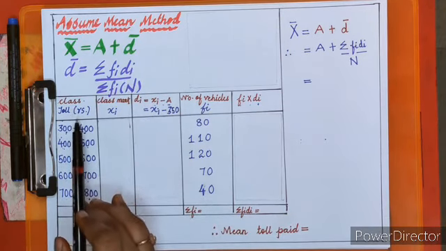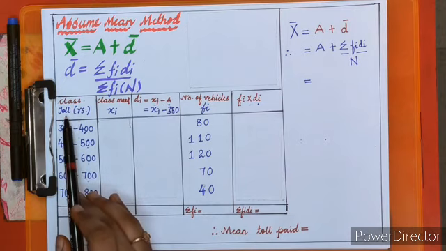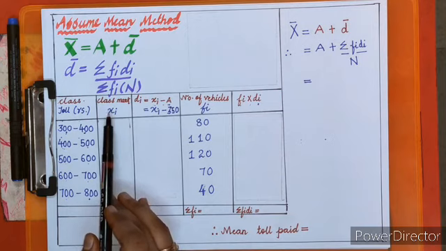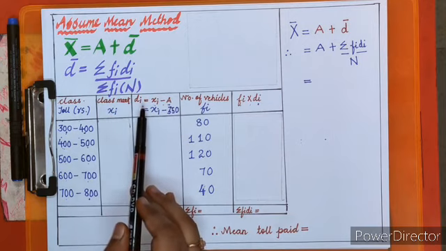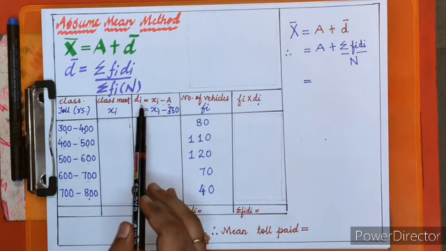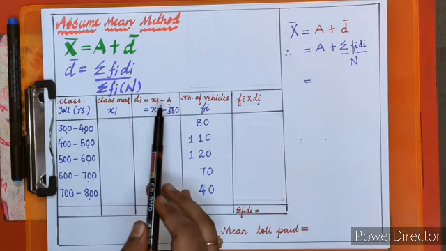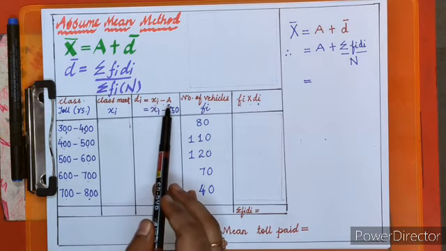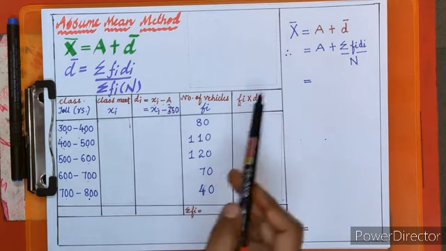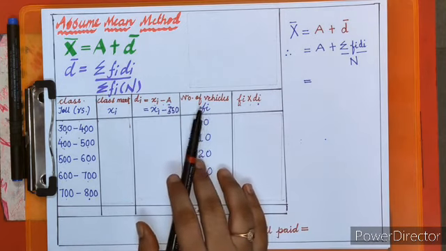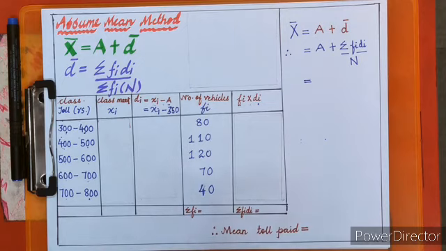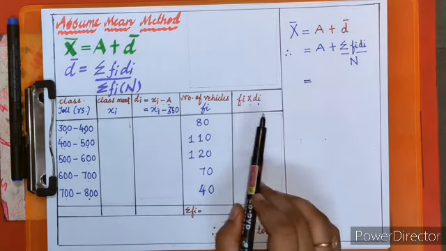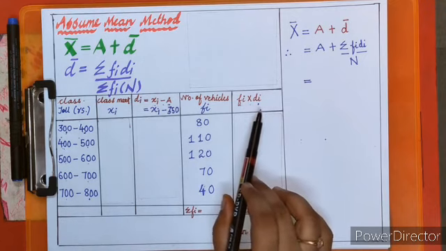Similarly, in the first column we have the class, which is the toll in rupees, given. The second column will be the class mark. The third column is a new column compared to the direct method, that is the deviation column. The formula to find the D is class mark minus assumed number. The fourth column is the frequency column.